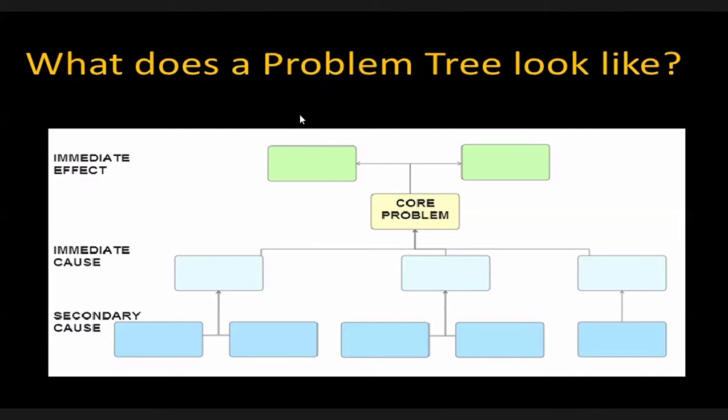Okay. So in reality, in also making our conceptual framework later on, if you model it on the problem tree, this is how it would look: the core problem at the middle, the immediate cause, and the secondary cause, and on top is the immediate effect. Okay, next slide, please.